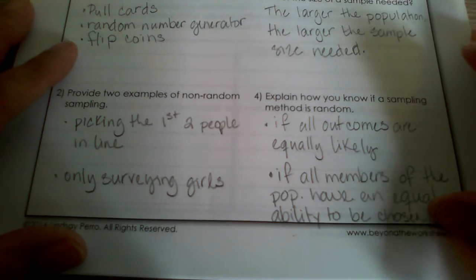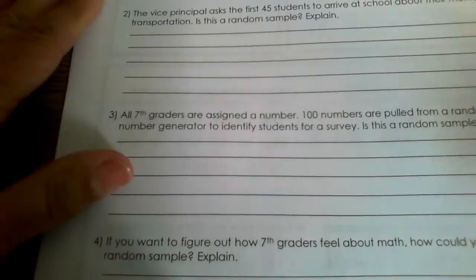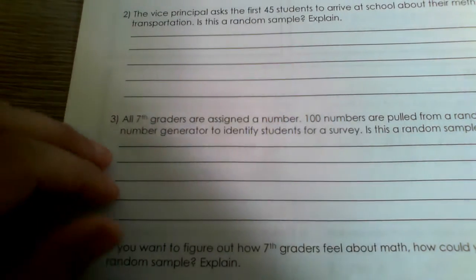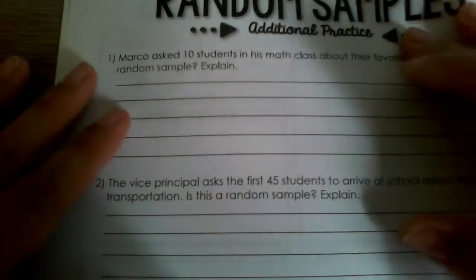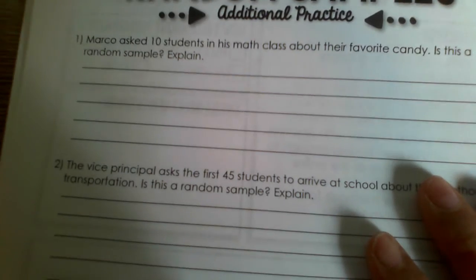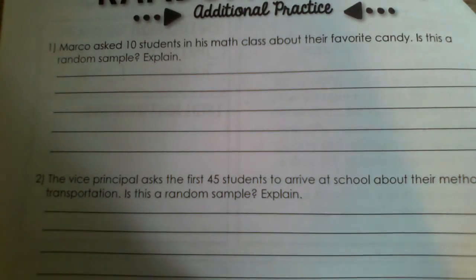Okay? All right, so let's take a look at some of these. So these are going to be, not super easy, but we're going to go through some of them. There's 4 on here, so I'm going to do the first 2, and let's see if you guys can get the other to think about. How about if I do 1 and 3? That's probably a good idea. Okay. So Marco asked 10 students in his math class about their favorite candy. Is this a random sample?